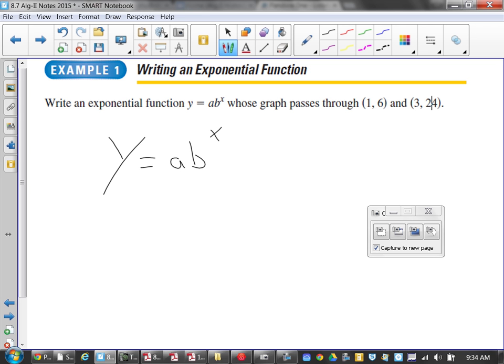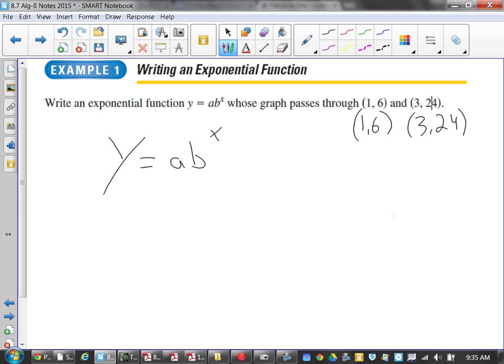It is a 24. When I did that little snap picture to bring it in, it put a little line in it. So the ordered pairs are (1, 6) and (3, 24). I apologize. When we do these, just like in the past, when we write out equations, a lot of times you wind up setting up a system. So I want you to substitute in for x and y for both those ordered pairs and create two equations.